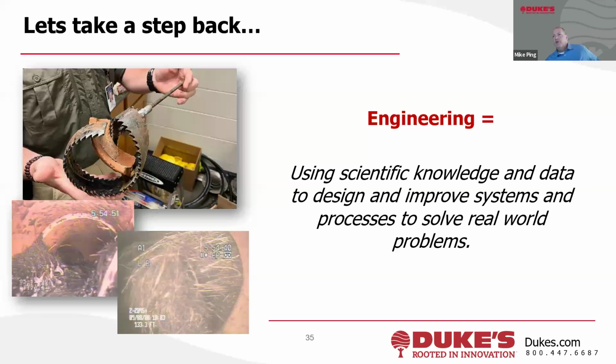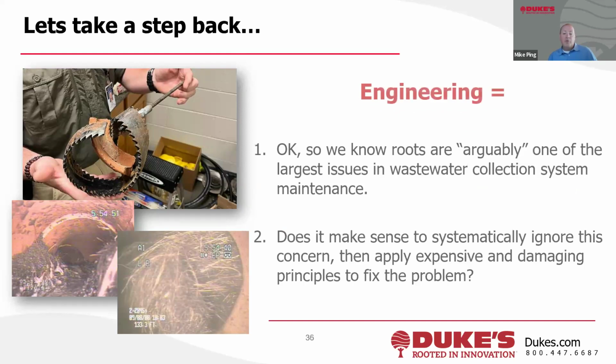So as we all know, engineering at its core is using scientific knowledge and data to design and improve systems and processes to solve real world problems, this being a good example of one. So now that we know that roots are arguably, some say the worst problem, some say a significant one, one of the largest issues in wastewater collection system maintenance, here a key question is this: does it make sense to systematically ignore this concern and apply expensive and damaging principles to fix the problem?